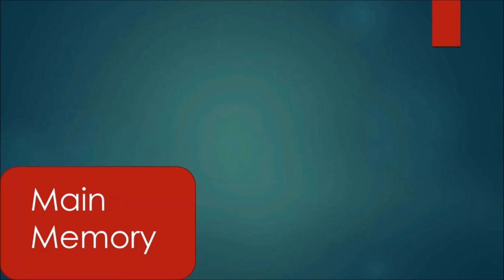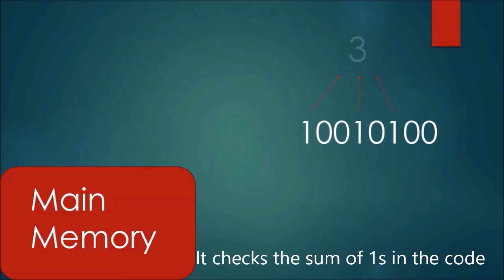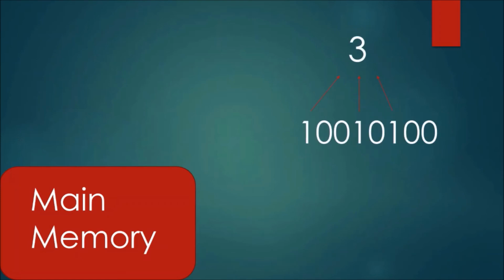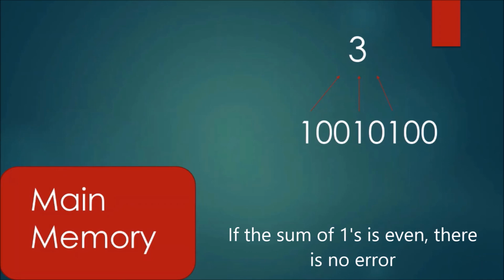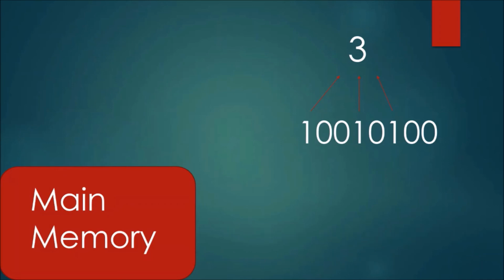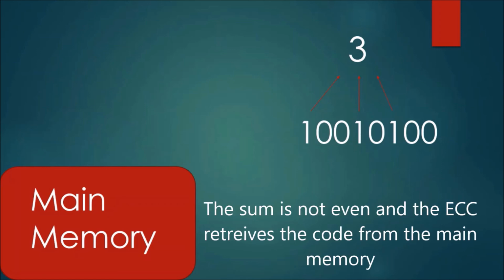While checking of the code is required, it checks the sum of all the ones in the code. If the sum is even, this means that there is no error. However, in the case of an error, the sum is not even, and the ECC RAM retrieves the correct code from the main memory.